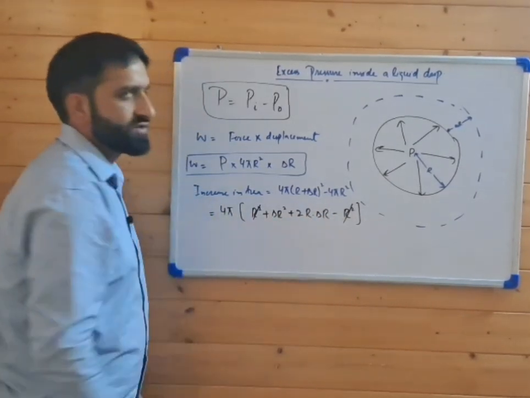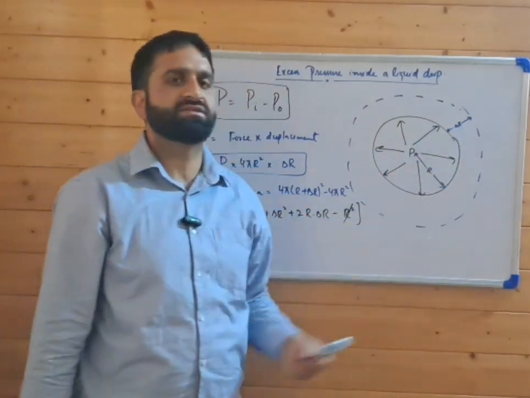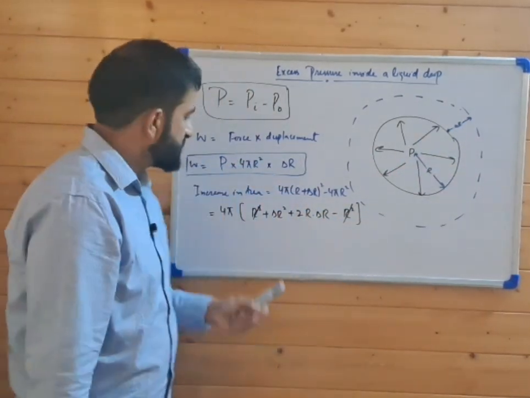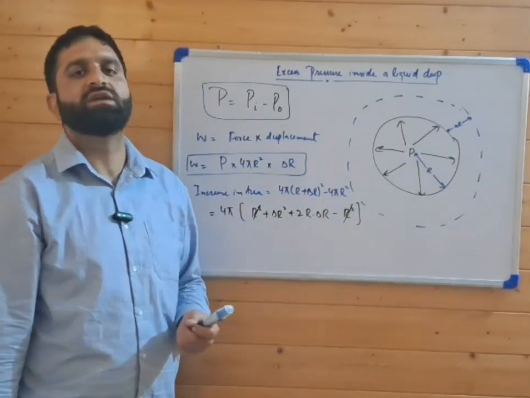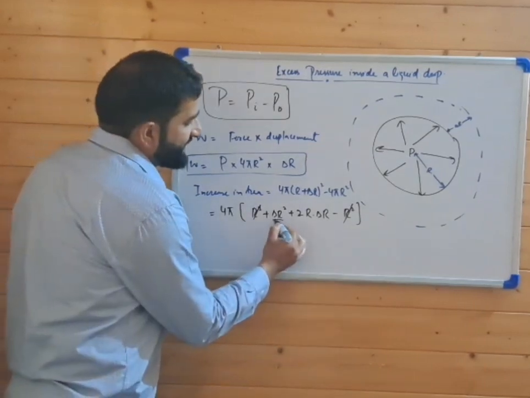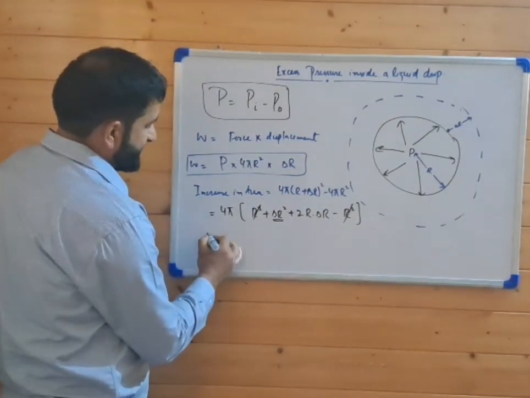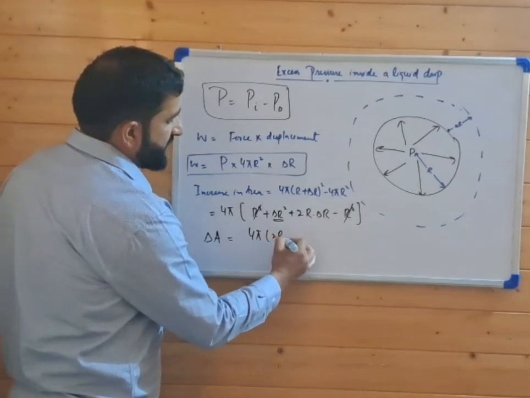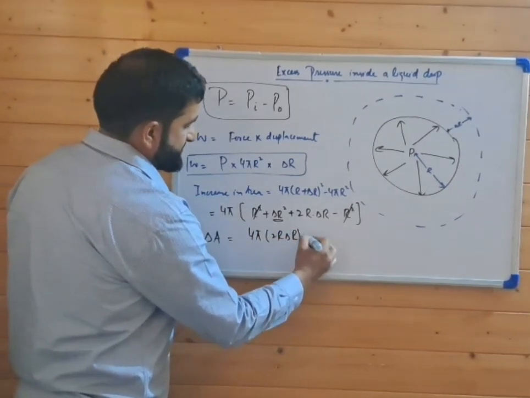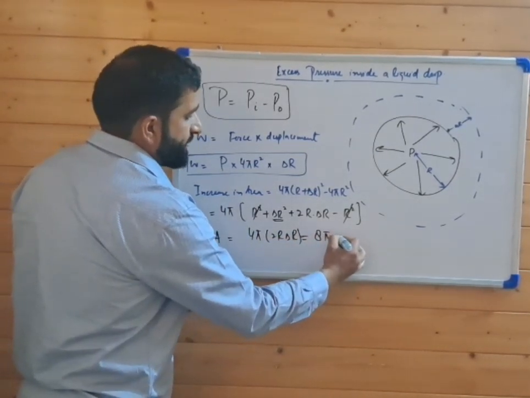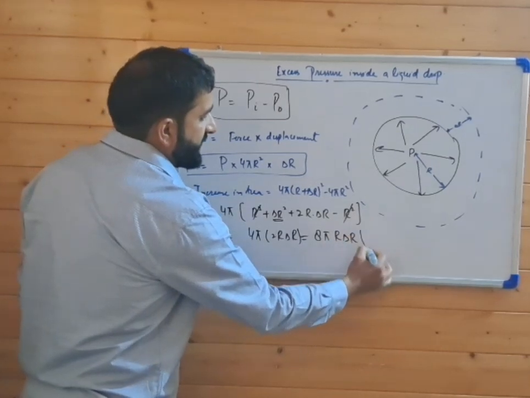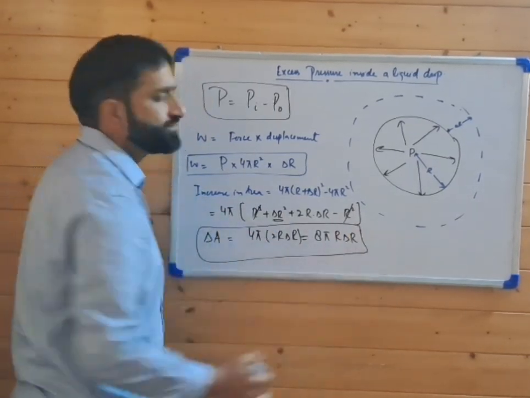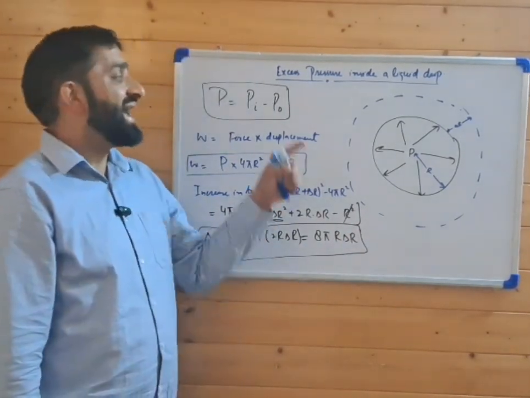This r square and r square cancel. As the change in the radius is very small, delta r square is very small, so we can neglect this quantity. So we have the increase in area, delta A, as 4 pi into 2r delta r, and that is equal to 8 pi r delta r. 8 pi r delta r is the change in area due to that excess pressure.